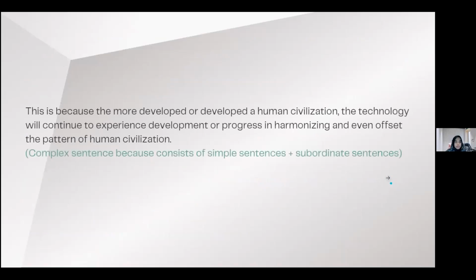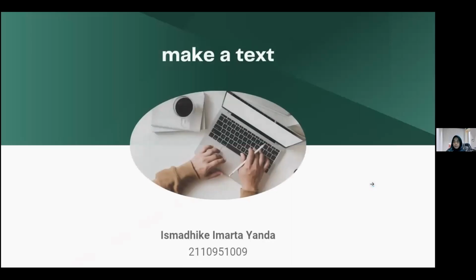And this is because the more a human civilization develops, the technology will continue to experience development or progress in harmonizing and even offsetting the pattern of human civilization. This sentence is a complex sentence because it consists of a simple sentence plus subordinate sentences. That's all for me. I will return to the moderator.